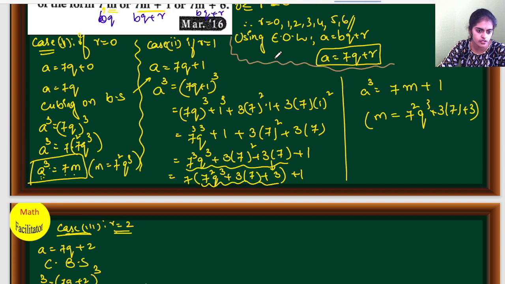Okay, here also I did not write q here. See here, 3a square b plus 3ab square. I forgot to write q here. Okay, so everywhere you'll have q, 7q. So here also you'll have q.